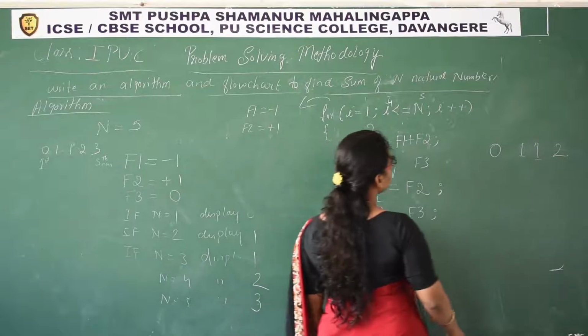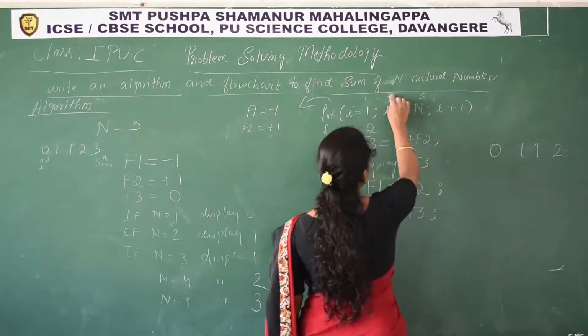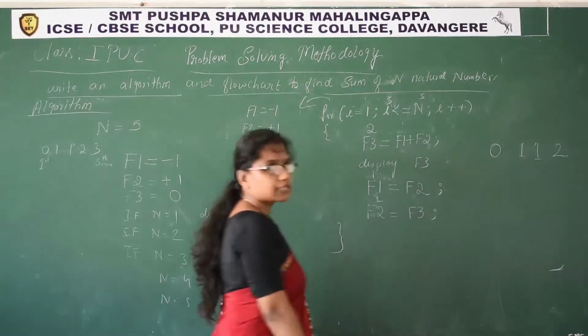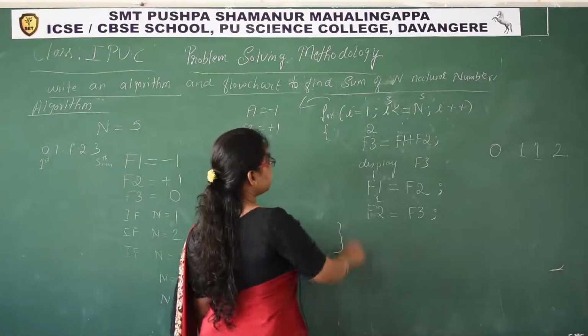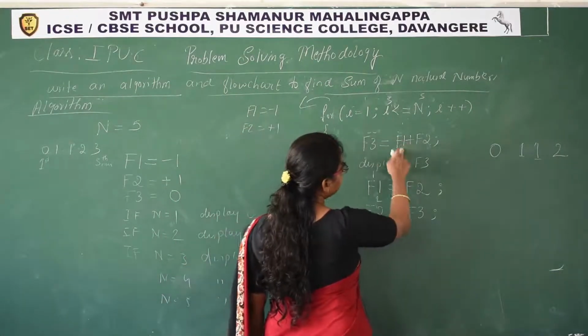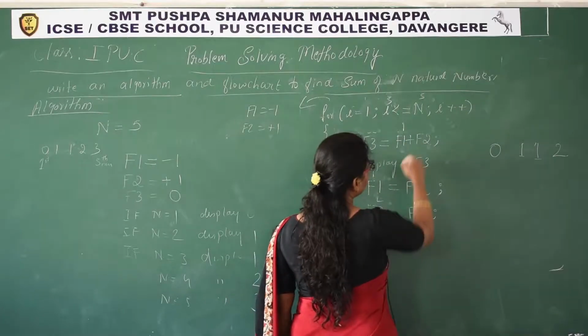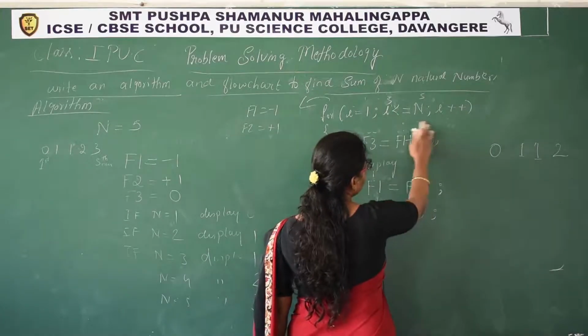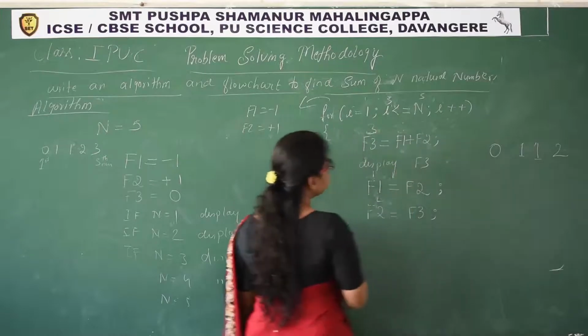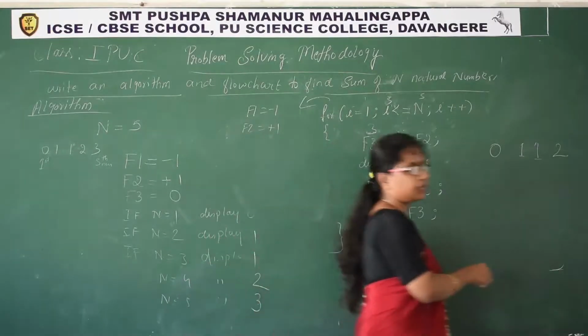I increments. I becomes 5. Is 5 less than or equal to 5? Is the condition true? Then it enters. What is there in F1? 1. F2 is 2. 1 plus 2 is 3. Now F3 is 3 and it is displayed on the screen.